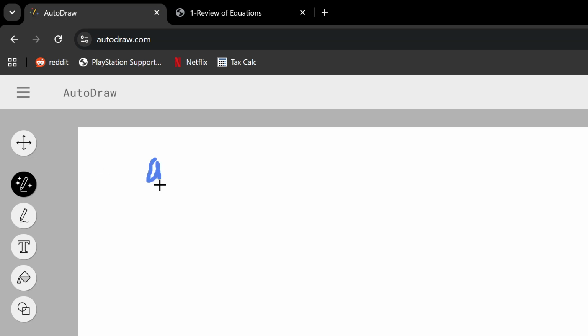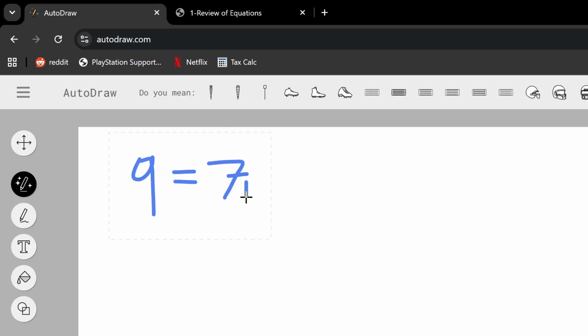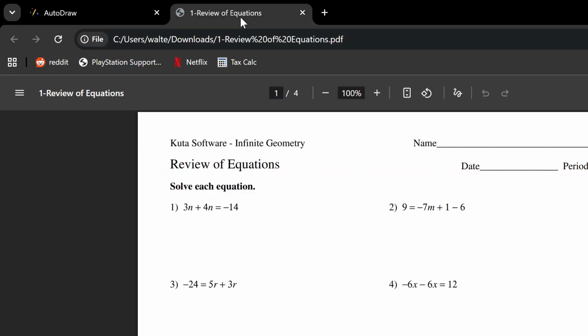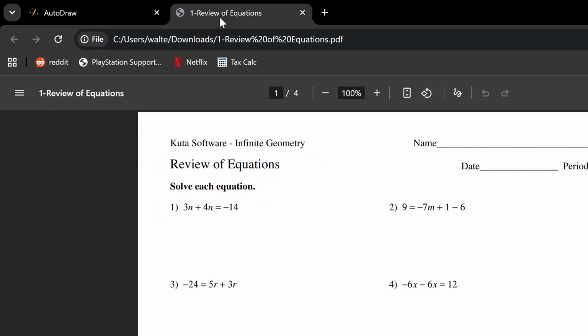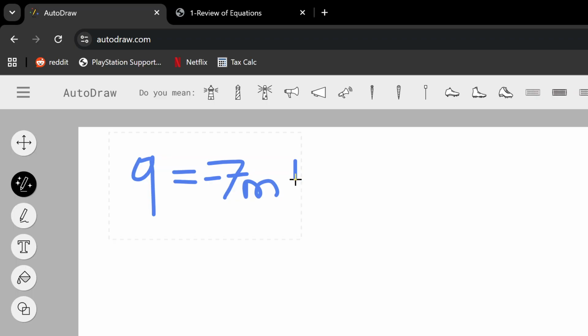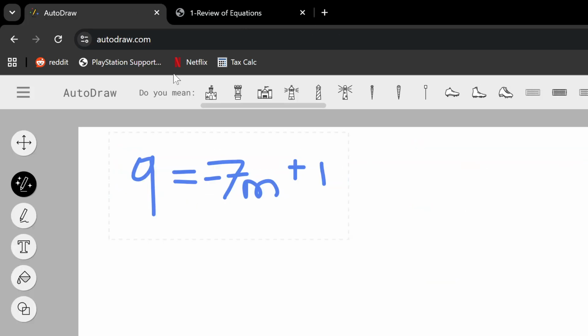We'll do 9 equals negative 7m, oh, negative 7, my fault. Negative 7m plus 1, sorry about that, minus 6.